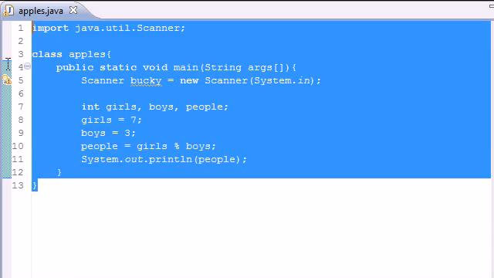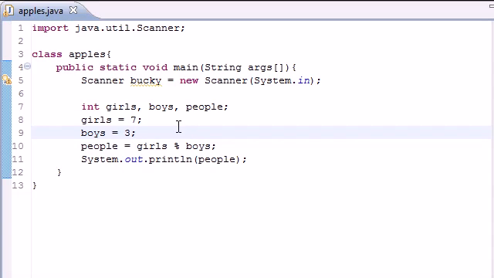Practice this a little. I don't know what this program is. Girls and boys and people counters, I guess. And once you get good at all the math operators, you're ready to move on to my next tutorial.